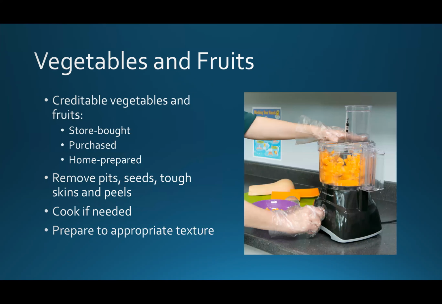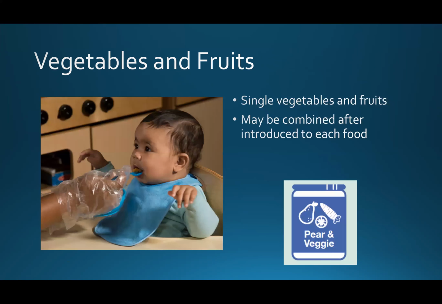Creditable vegetables and fruits can be store-bought, purchased, or home prepared. Remove pits, seeds, tough skins, and peels. Cook if needed and prepare to the appropriate texture before serving. Single vegetables and fruits may be served, or they may be combined when the infant has been introduced to each food individually.